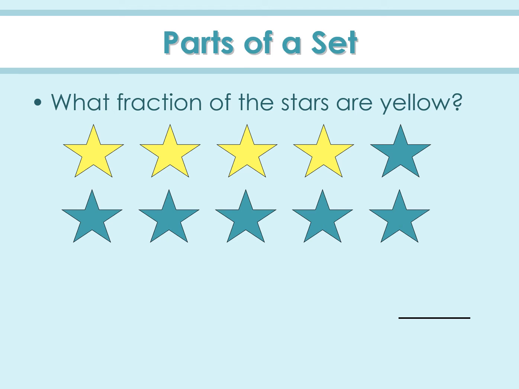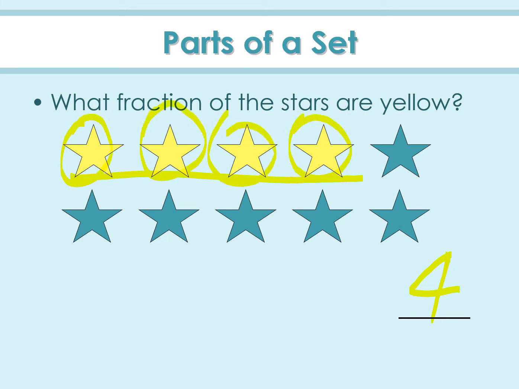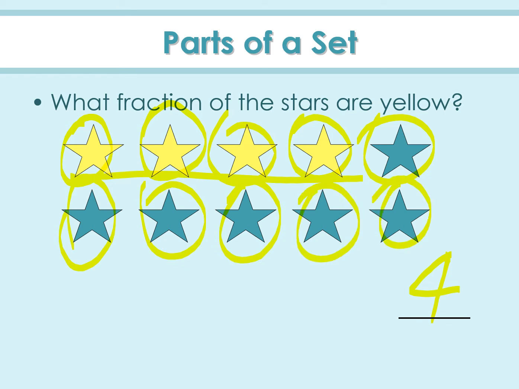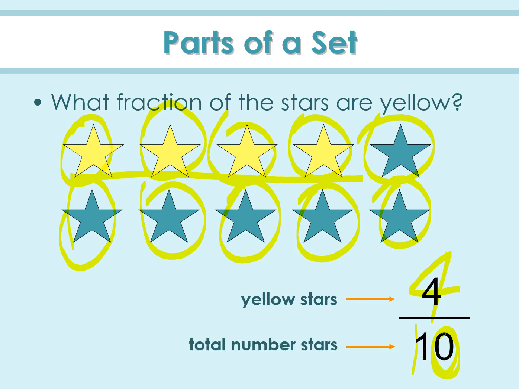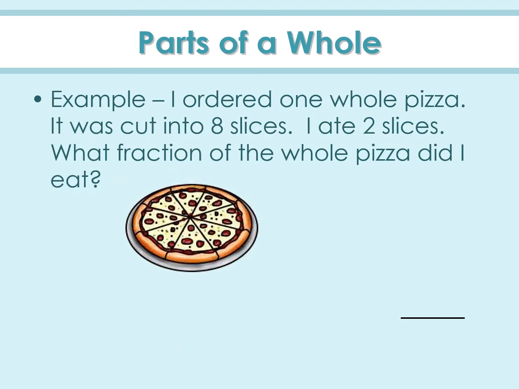Well, I know my numerator has to be a 4 because there's 4 yellow stars. And now I have to count how many total stars we have. So we have 1, 2, 3, 4, 5, 6, 7, 8, 9, 10. So 4/10 of the stars are yellow. Let's check our answer. 4/10. Very good. I hope you got that answer correct.